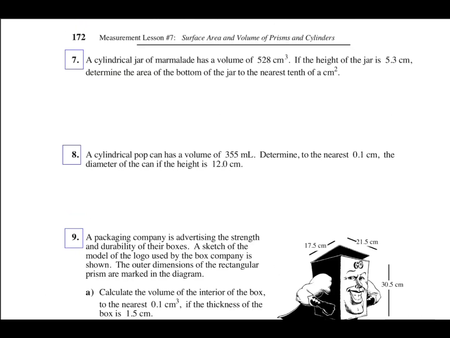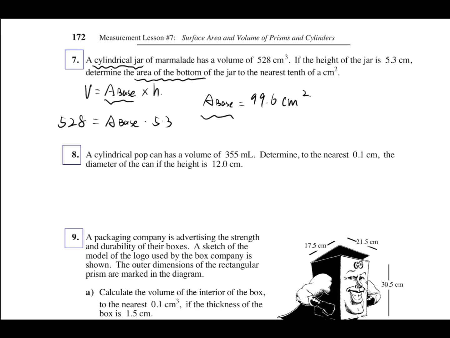Okay, and number 7, we know this is a cylindrical jar, so it's a cylinder. The volume is 58, and we know the height is 5.3, and we need to know the area of the bottom of the jar. So the first thing is we know this is a cylinder and we know the volume, and then we need to use the volume formula, so it's base times height. We want the area of the bottom, so this is the area of the base. We put the numbers in the equation, so it's 58 equals the area of base times 5.3, so the area of base equals 0.6 centimeters squared. So this one is the area of the bottom.